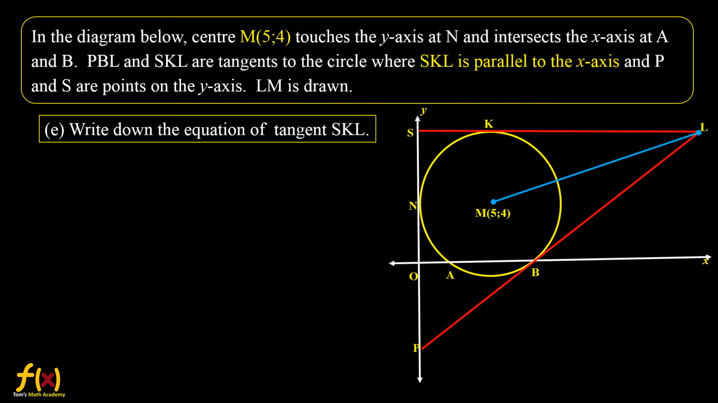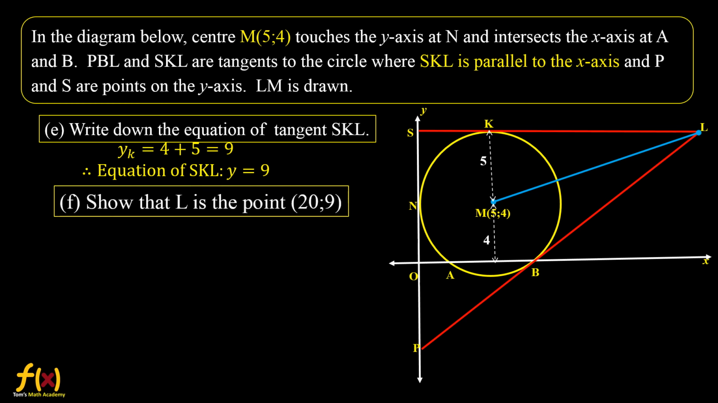From the x-axis to M, the y coordinate of M is 4, so it is 4 units. And from M to K, MK is the radius. So we have 5 units, that is the radius, and 4 units from the x-axis up to M. 4 plus 5 gives us 9. So the y coordinate of K is 9. Therefore, SKL is parallel to the x-axis. Equation of SKL is y equal to 9.